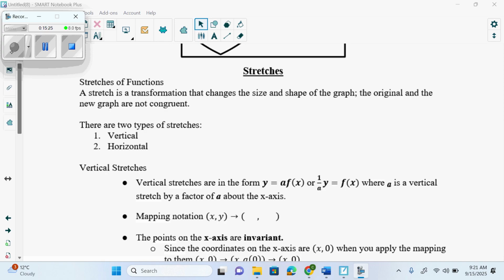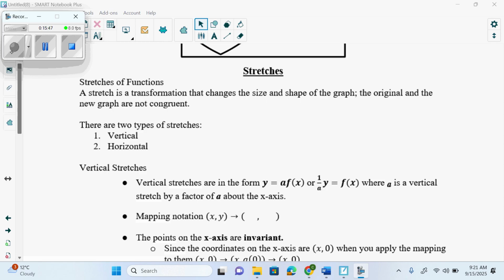And in some instances, a vertical stretch could replace a horizontal stretch. So they can work vice versa. So when you're like, it looks like it could be this, you're right. Because it could be one or the other. When it's a parabola, things like that. So a stretch is a transformation that changes the size and shape of the graph. The original and the new graph are not congruent. Congruent means the same. There are two types of stretches, vertical and horizontal.